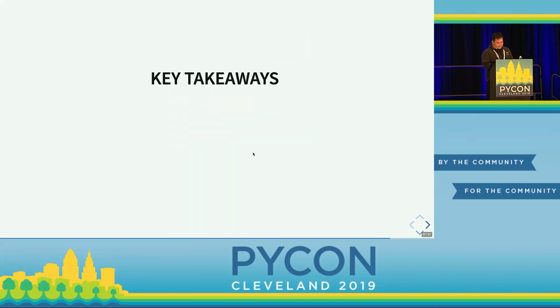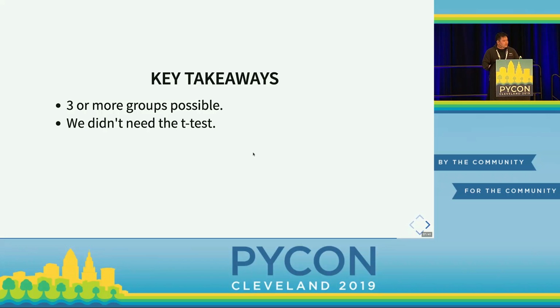Okay, so the key takeaways. Firstly, from this example, 3 or more groups are possible. Totally possible. There's no reason, again, to limit yourself to 2 groups. Secondly, all we're doing is comparisons. And who said that t-tests were the only way to do comparisons? As long as you're comparing a consistent quantity, that works fine.